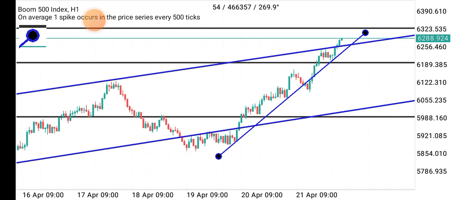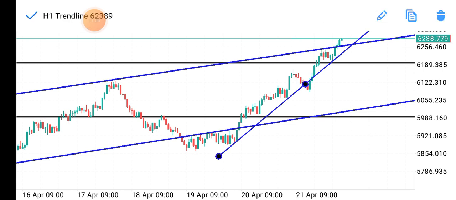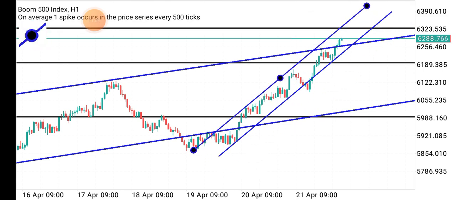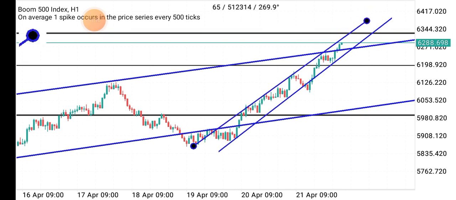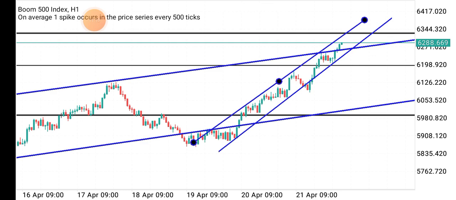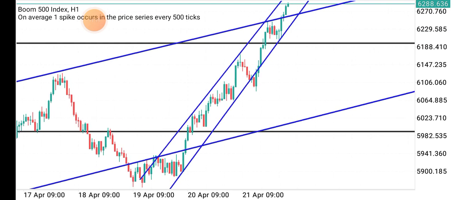But the best trend line for this is this one here. If you have done mathematics before, you know when they say line of best fit. So this is the line of best fit for this particular structure right here. And I would want to put another one on top like this. All right, so we have something like this.